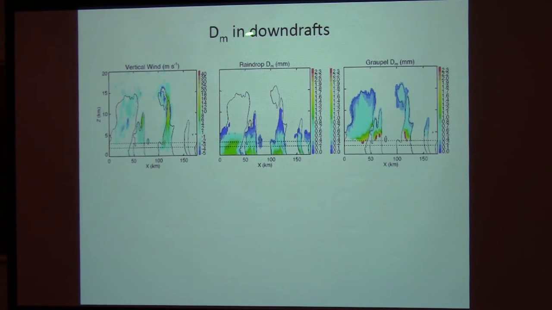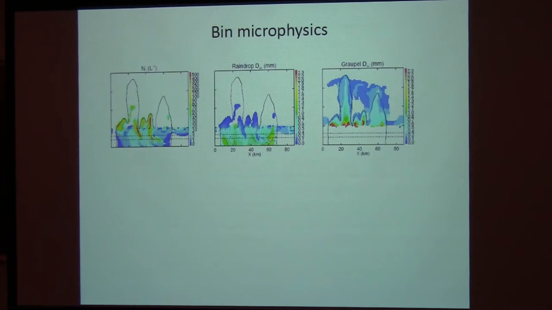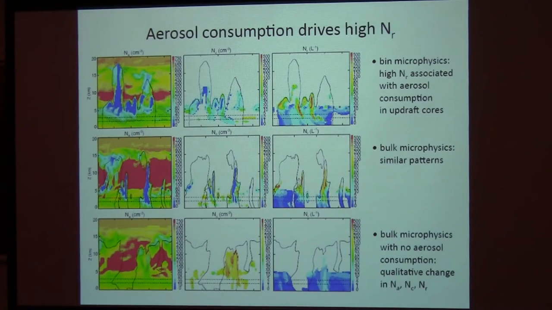I'll just mention that in downdrafts, with these blue values here, in our simulations, the downdraft raindrop median volume diameter is set directly by melting graupel, and in the stratiform region by melting snow. So bin microphysics, I'll just say, without going into a lot of detail, produces generally the same patterns. So here's our raindrop. We have updrafts. We have these high number concentrations. In downdrafts, we have graupel that essentially sets our rain size distribution that way.